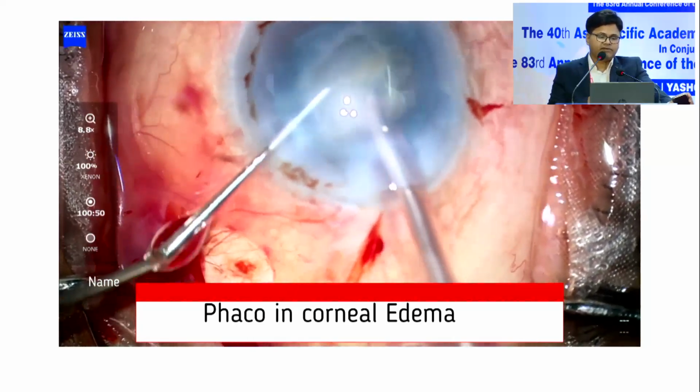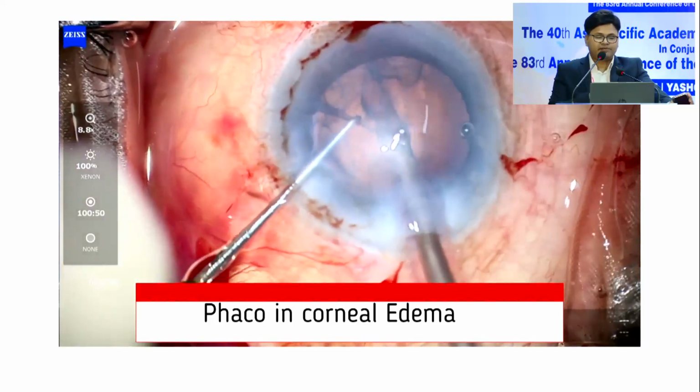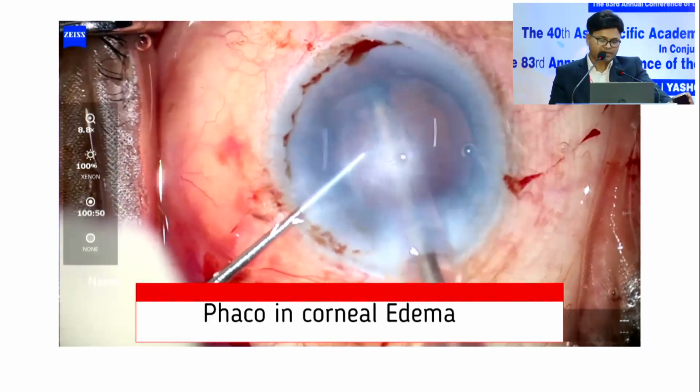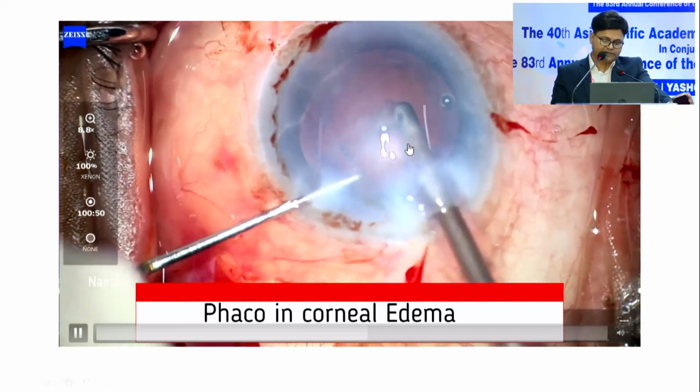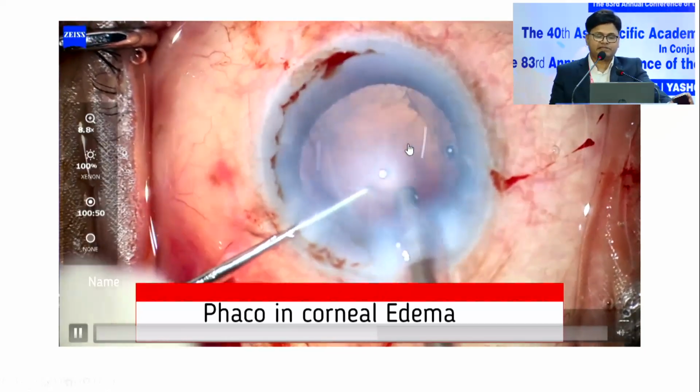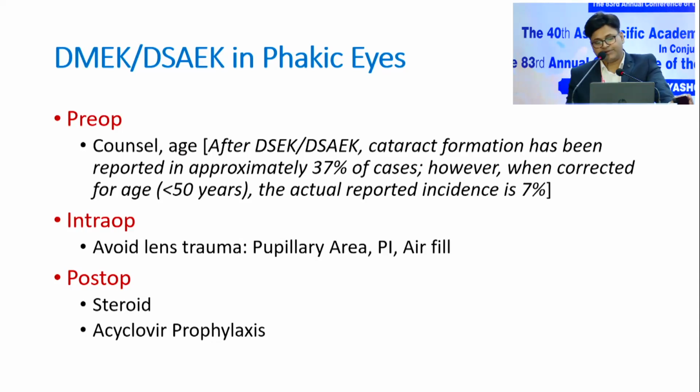So when you are dividing, emulsify that piece so that you can rotate and bring all your nucleus material into the clearer area, which in this case you can see here. So that is my operating area. Once your phacoemulsification is done, then you can always put an IOL and then complete your procedure.